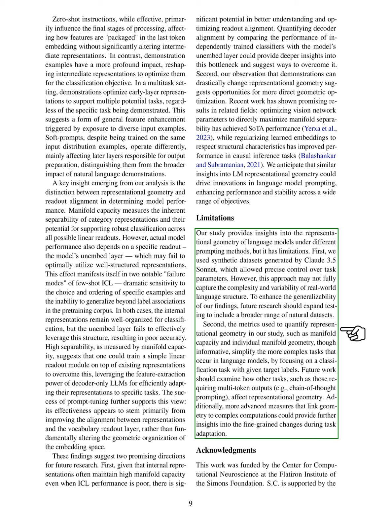Second, the metrics we use to measure representational geometry, like manifold capacity and individual manifold geometry, while useful, oversimplify the intricate tasks that language models perform by concentrating on a classification task with specific target labels. Future studies should explore how other tasks, such as those needing multi-token outputs, like chain-of-thought prompting, influence representational geometry. Additionally, employing more sophisticated measures that connect geometry to complex computations could offer deeper insights into the subtle changes that occur during task adaptation.